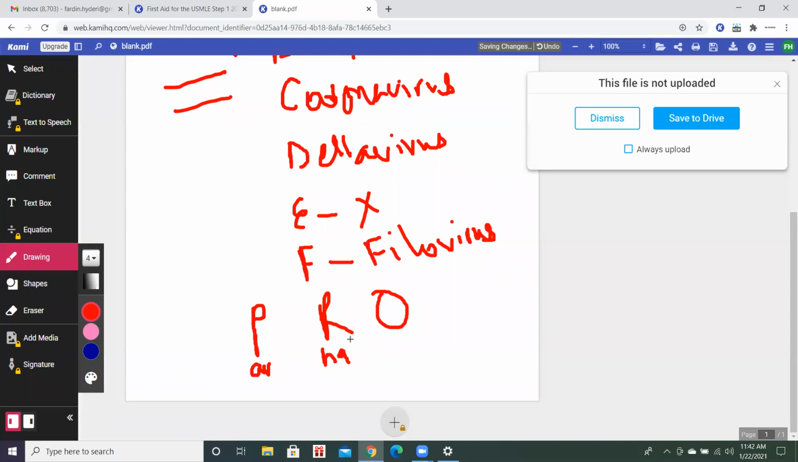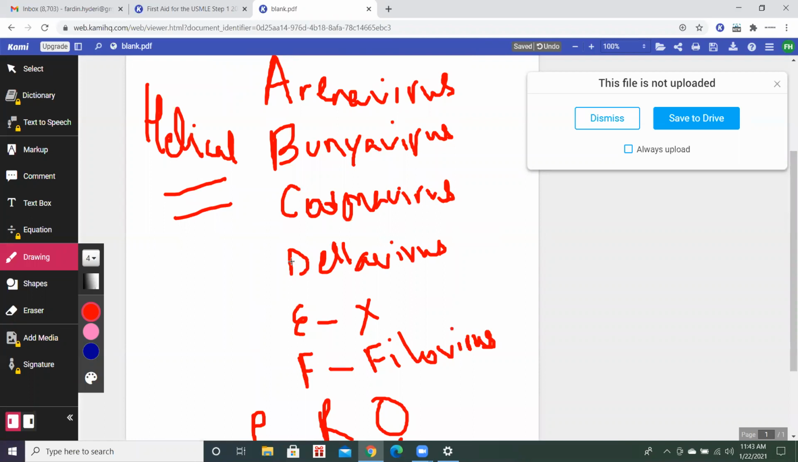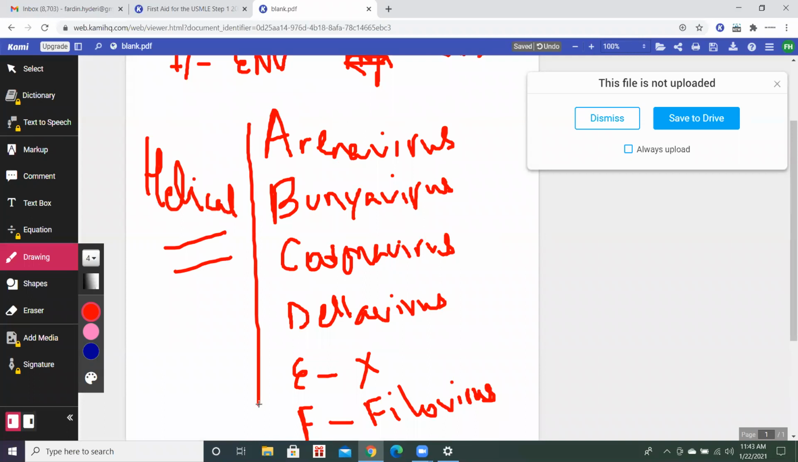Rhabdoviridae, rhabdovirus. O is for orthomyxovirus. Orthomyxovirus. All of these viruses are helical capsid. So if they mention a helical capsid virus, then these are the viruses that you have to think about.